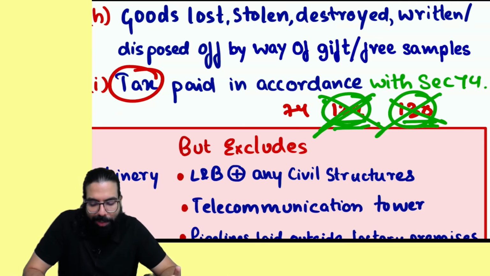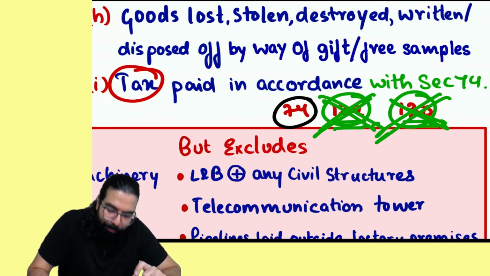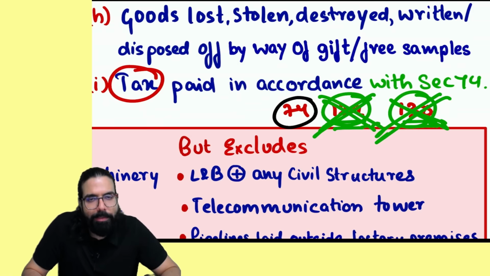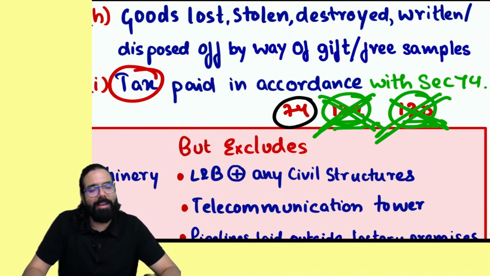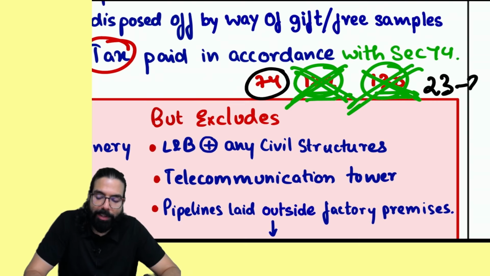Okay? So these two sections are deleted. Next, they have left only Section 74 over here. It means, and now you know what, I will teach you the amendment now. Sections 73 and 74 are only valid till 2023-24.